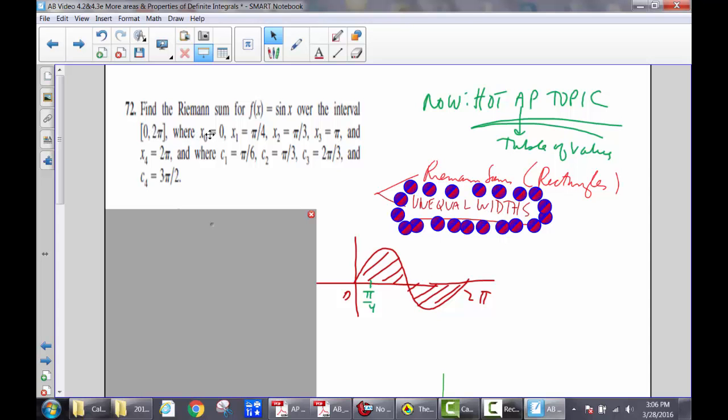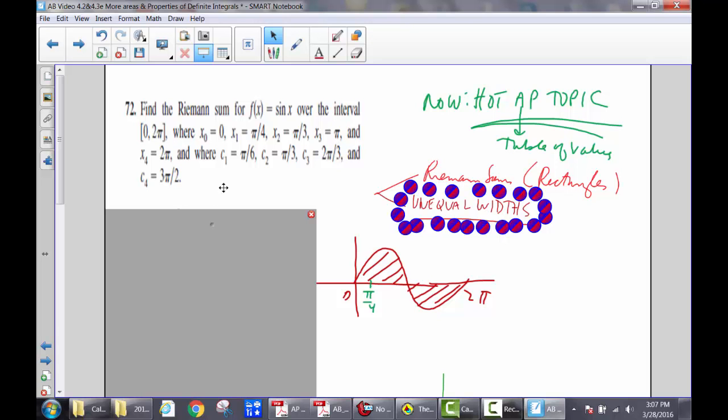As you can see, your x0 is 0, your x4 is 2 pi. But now what they're doing, instead of dividing that region from 0 to 2 pi into 2 or 3 or 4 or 6 rectangles of equal width, they're going to have weird widths. So the first width goes from 0 to pi over 4. The next width goes from pi over 4 to pi over 3. The next width goes from pi over 3 to pi. And the last width goes from pi to 2 pi.